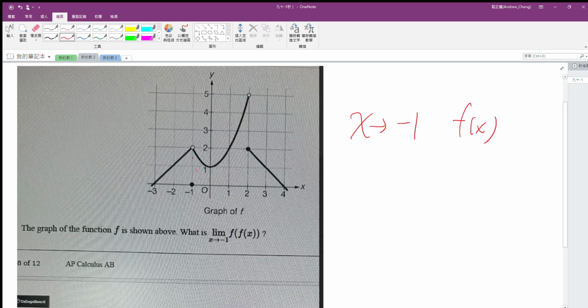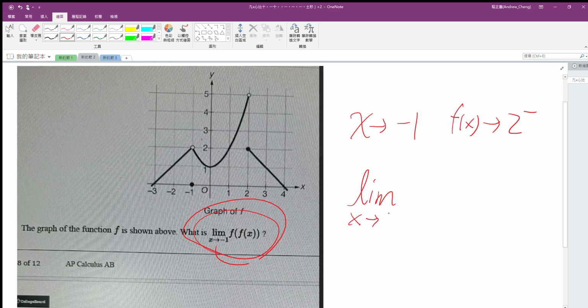When x approaches -1, you see here the value of f of x, which is y, is approaching 2. However, it's only from below, like 1.9, 1.99, but not over 2, right? So I can say when x approaches -1, f of x will approach 2 from below, 2 negative. So I can rewrite this limit as x approaches 2 from below of f of x. So this directly equals this.